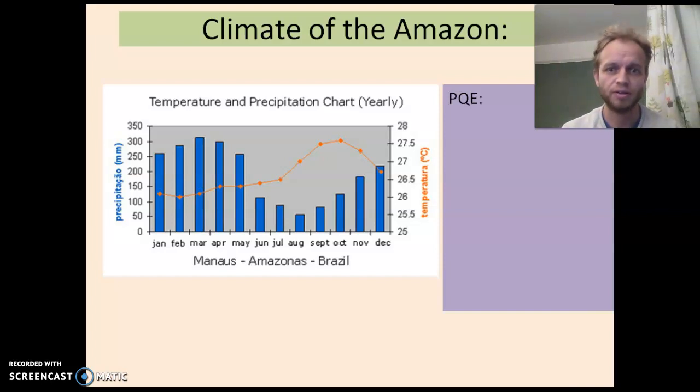As always with the climate, we want you guys to think about a PQE paragraph. Okay, so pattern, what's the general things that you notice about the temperature and the precipitation, so talk about the climate over the course of the year. Then we want you to quantify it. The examiners want to see that you're giving statistics and that you can read these graphs.